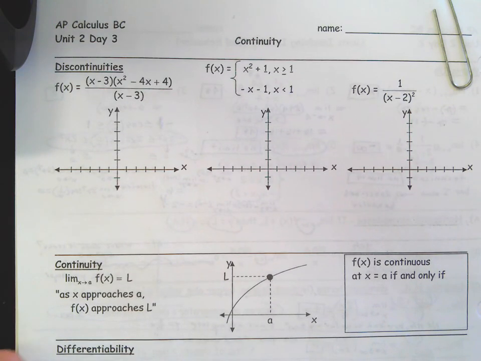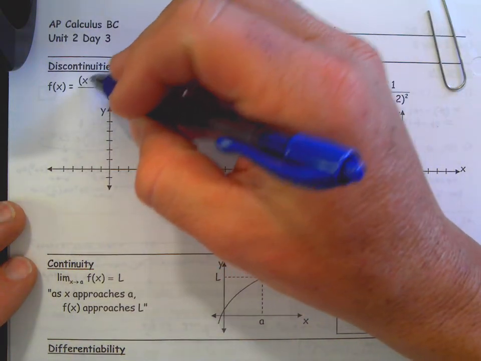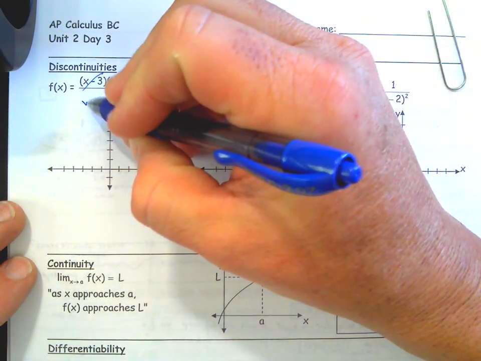Okay, AP Calculus BC, Unit 2, Day 3, Continuity. These notes may have been on the back of your Day 2 notes. Some brief notes. There are different kinds of discontinuities where a graph is not continuous. So in this instance, that's a hole in the graph.